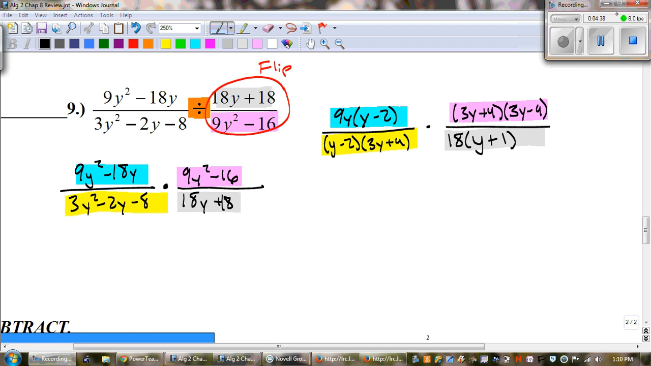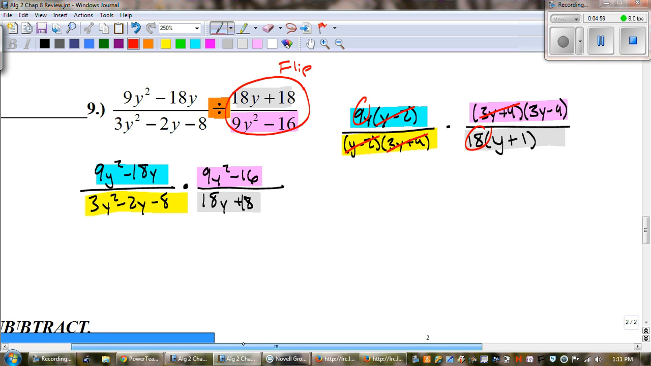Okay, and that's what you guys should have gotten. Now, let's go ahead and start canceling things out. Got a y minus 2 and a y minus 2. What else do we have? A 3y plus 4 and a 3y plus 4. And we have 9 and the 18, which does reduce to 1/2.